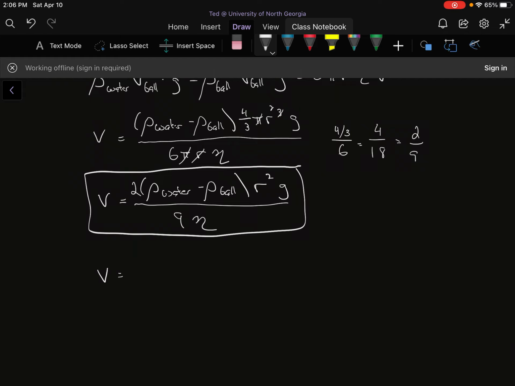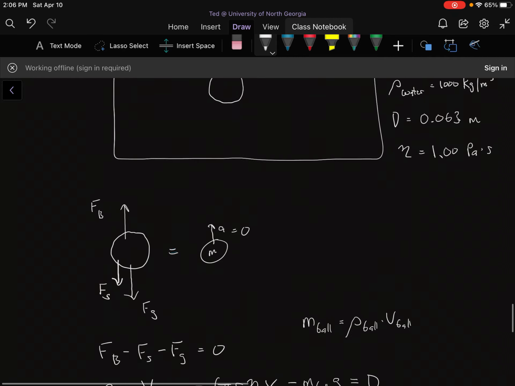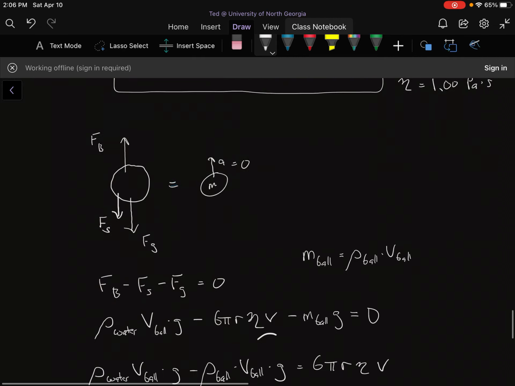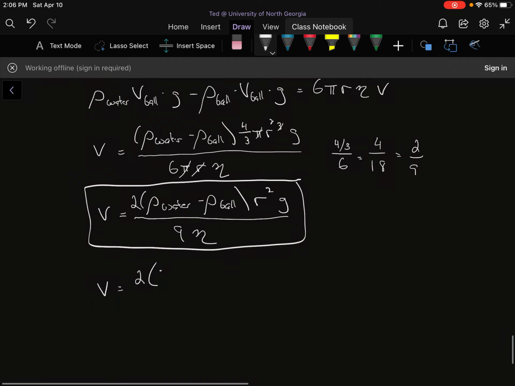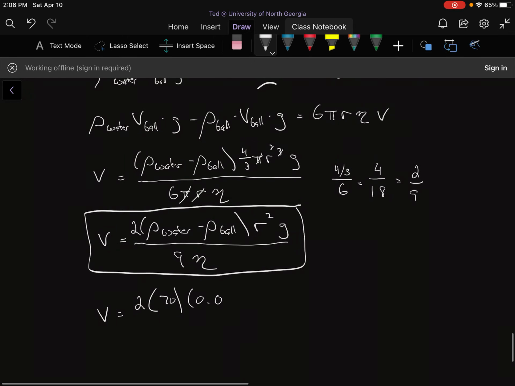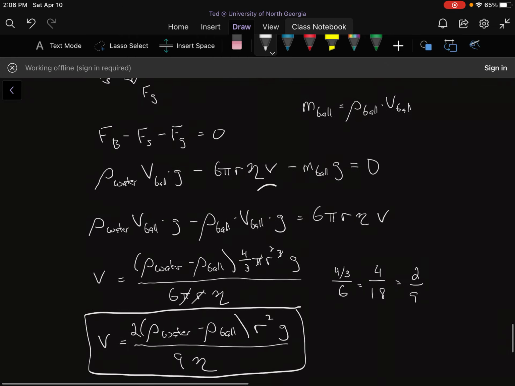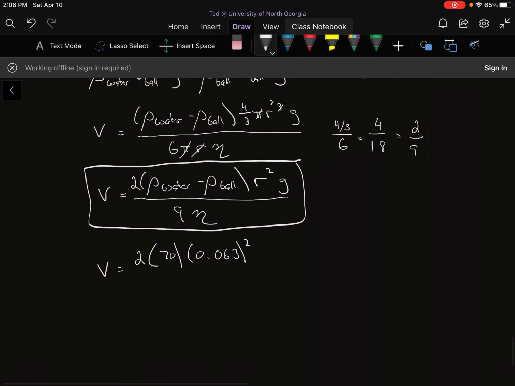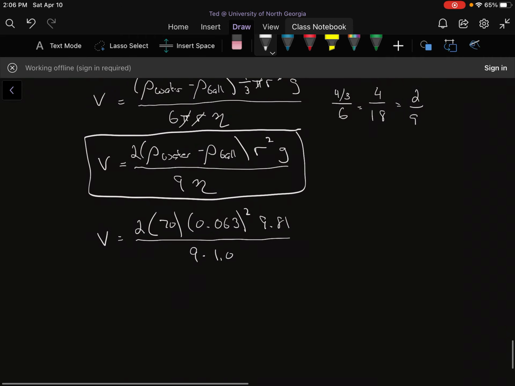So my velocity is equal to 2 times the difference in the density. That's 1,000 minus 930, so that's 70, times r squared, so that's 0.063 squared, times g, which is 9.81, divided by 9 times 1.0. Okay, so let's see what we get.